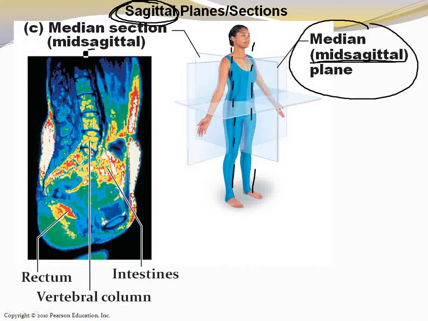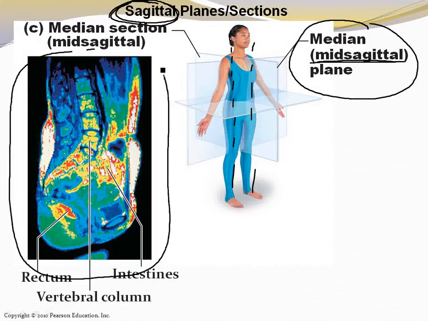And then here's an example of a sagittal view on a medical image. You can see there's part of the vertebral column, and they're highlighting here that this particular slice through the body has cut through a portion of the intestines and the abdominopelvic cavity.